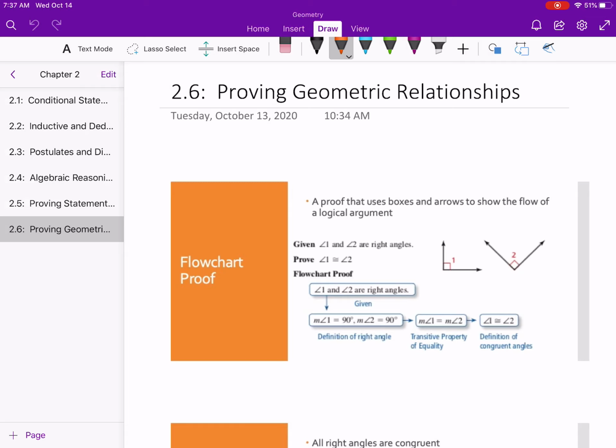The first one is a flowchart proof. It's a proof that uses boxes and arrows to show the flow of a logical argument. So it's basically a two-column proof just put in a visual way showing what direction things go. So remember, the first statement is always your given. So we have our statement and then our reason is underneath. And then we go from there, keep going until we get to our proved statement.